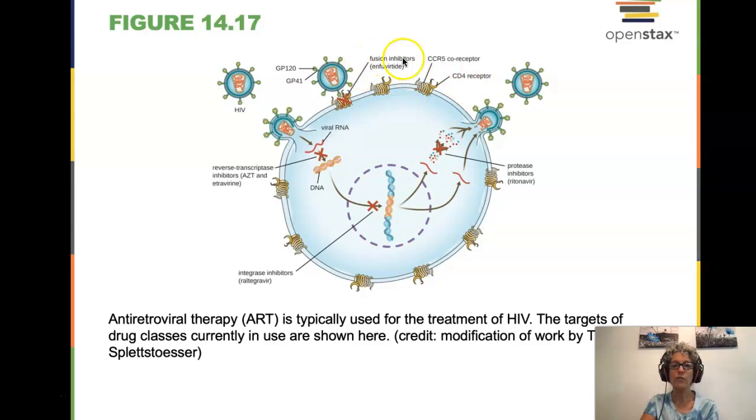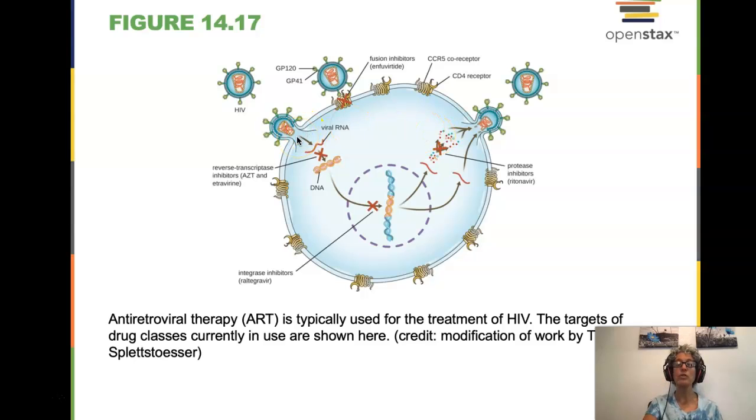We have fusion inhibitors that prevent the virus from sticking to the host and getting in. We also have protease inhibitors. In order for the virus proteins to be processed and end up in their proper 3D shape, they rely on a chemical called protease. That is an enzyme that acts on the proteins to get them in their final proper shapes. If we inhibit the protease, then the virus can't assemble.